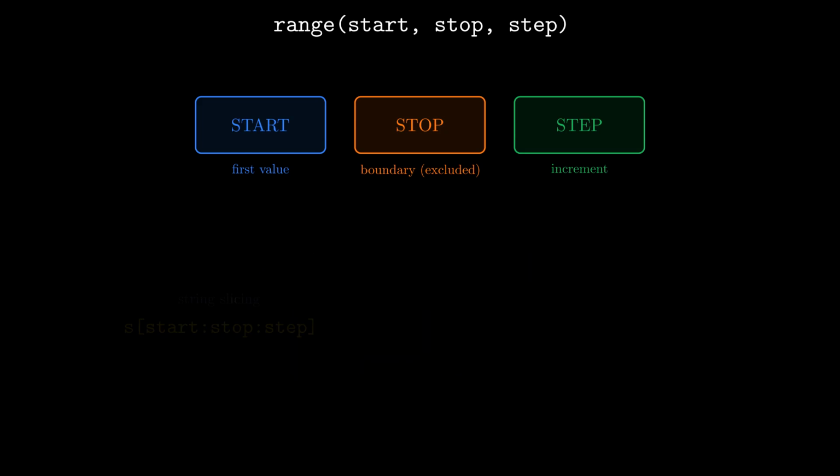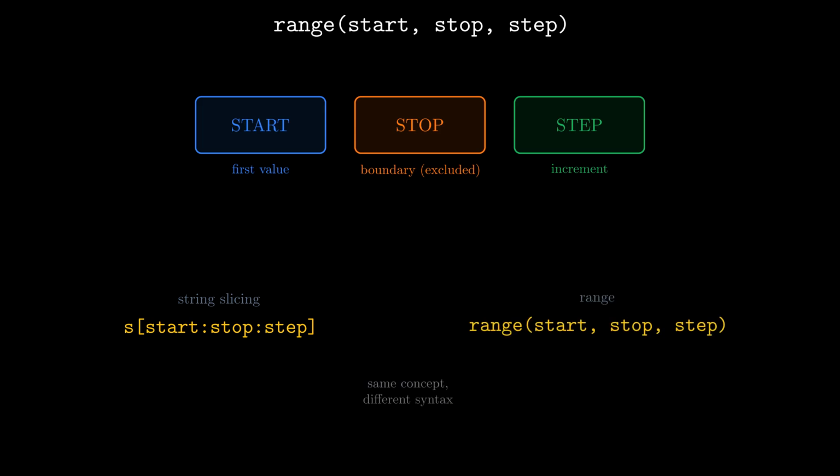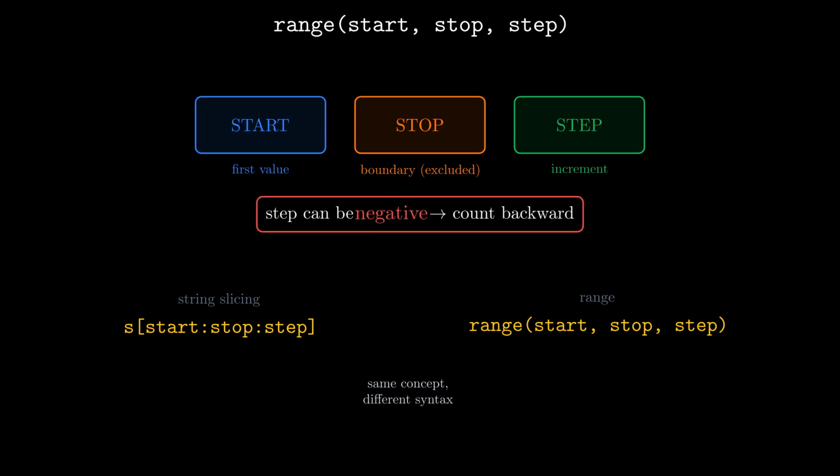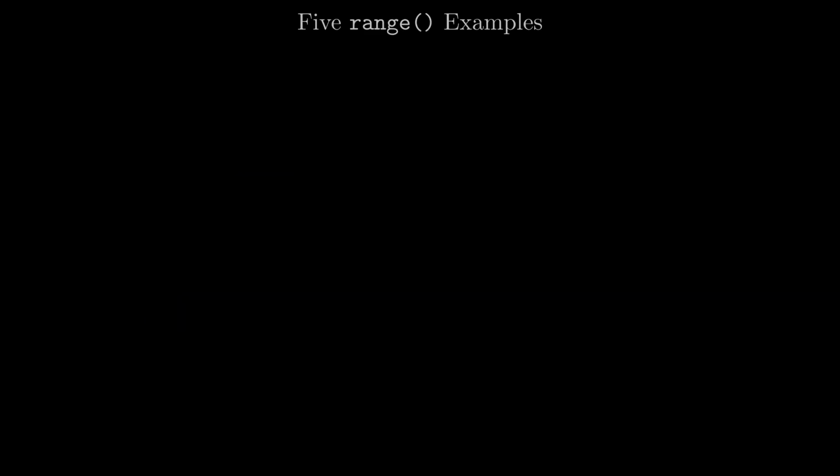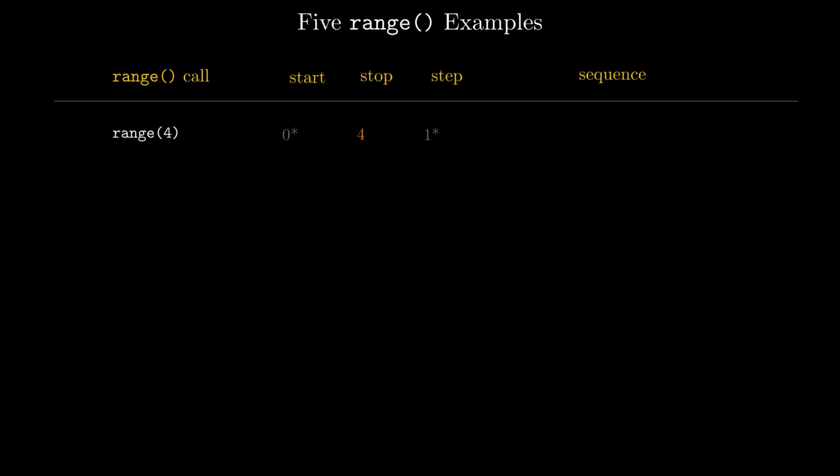This pattern mirrors string slicing, but range uses parentheses and commas instead of square brackets and colons, and it generates integers rather than extracting characters. One important detail, step can be negative, letting you count backward through a descending sequence. 5 examples, range of 4. Start defaults to 0, step to 1. Sequence 0, 1, 2, 3.